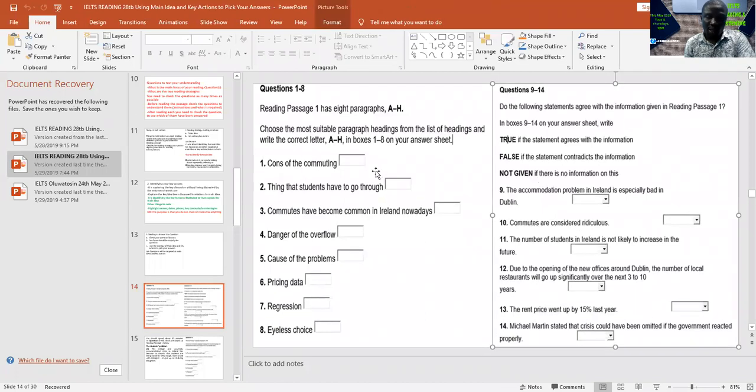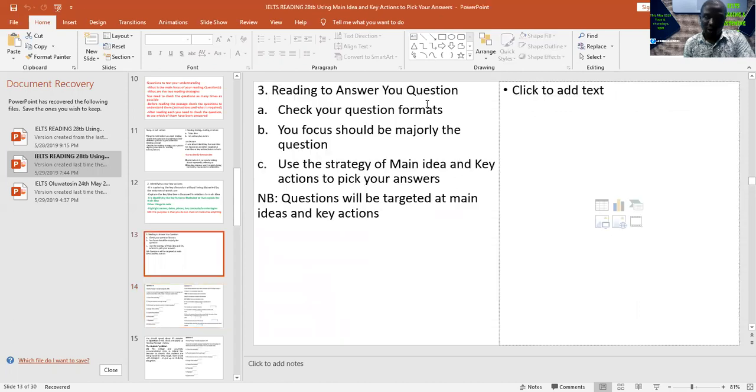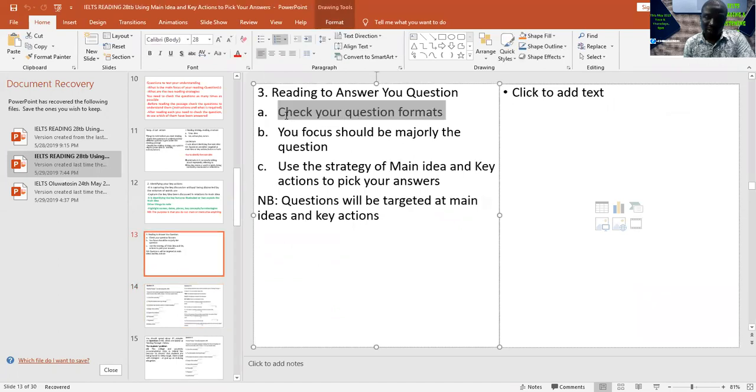Okay, so you are aware that there are 2 question types that you need to tackle in this session, so that while you are reading, you are paying attention to both questions. Yes, because the purpose is so that you can read less and pick your answers with more convenience. Okay, that's the first thing: check your question format. And one of the things I do say is that once you have checked your question format, you need to focus majorly on the questions.